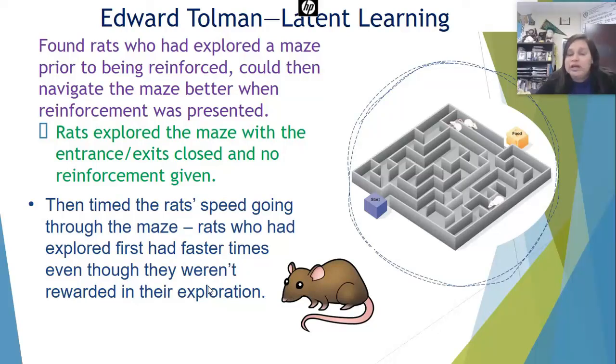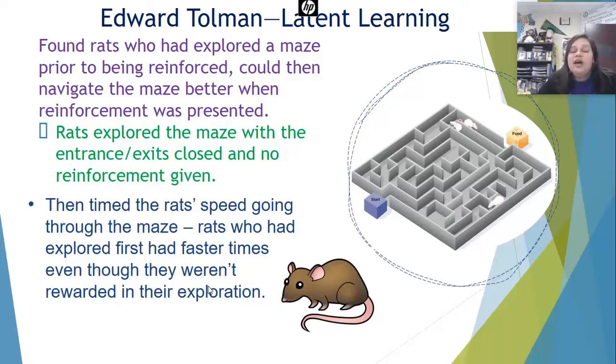There was no race, there was no reward, there was no punishment. He just kind of stuck them in the maze and let them run around. Later, he timed them to see how fast they could run through the maze if there was food, or looks like cheese in the picture at the end of the maze. And he found that the rats who'd had time to explore the maze had much faster race times versus rats who had not had time to explore the maze.